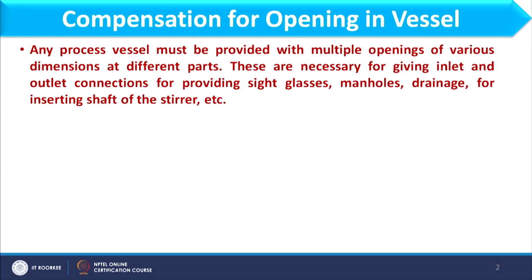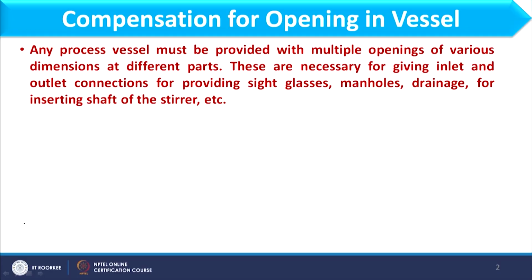Now, first of all, we will discuss what is compensation and what is the necessity of this. So, basically when we are designing any pressure vessel, it requires some openings. Those openings may be used for feed inlet, feed outlet, or for a sight glass. So, for all these purposes we need to create some opening in a vessel. That opening is usually circular or it may be rectangular.